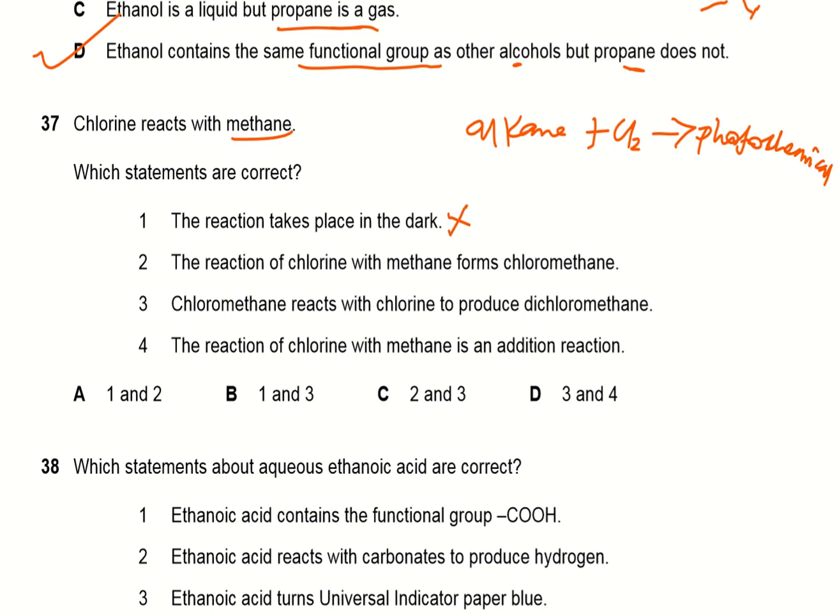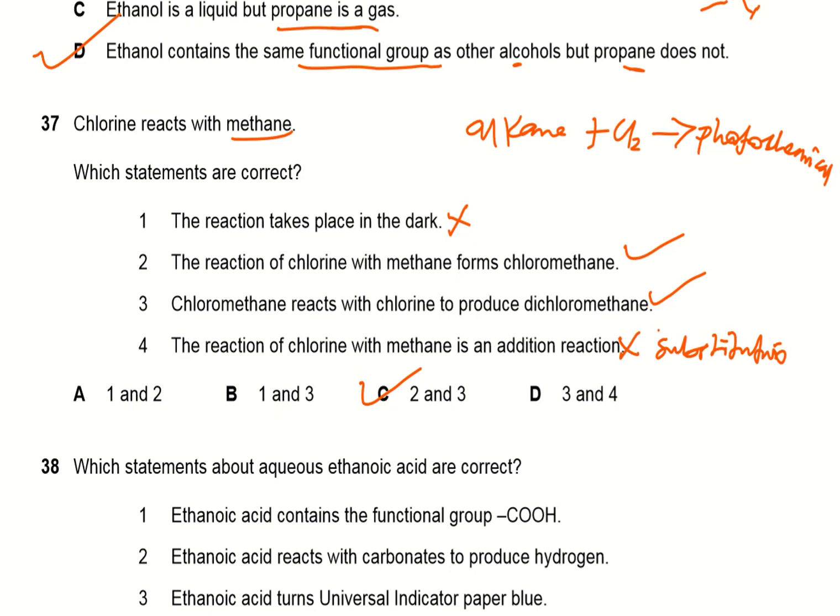Reaction of chlorine with methane forms chloromethane. Correct. Chloromethane reacts with chlorine to produce dichloromethane. The reaction of chlorine with methane is an addition reaction. No, that is a substitution reaction. Substitution reaction is the reaction of chlorine with methane, chlorine with ethane, or alkanes. That is what reaction? Addition. So the correct answer here is 2 and 3. So C.